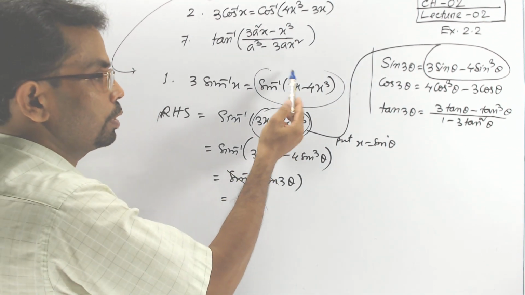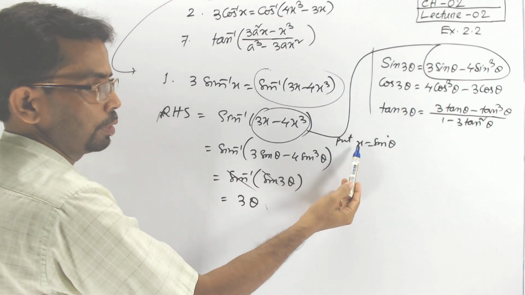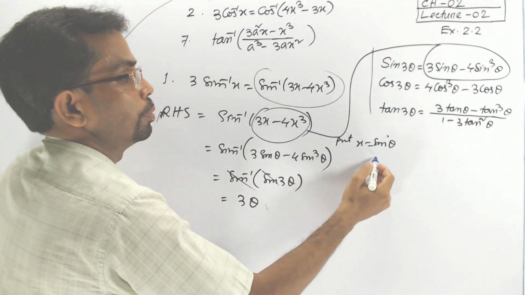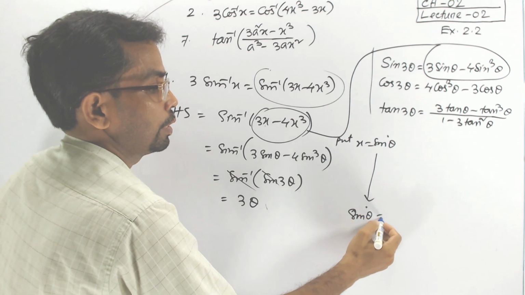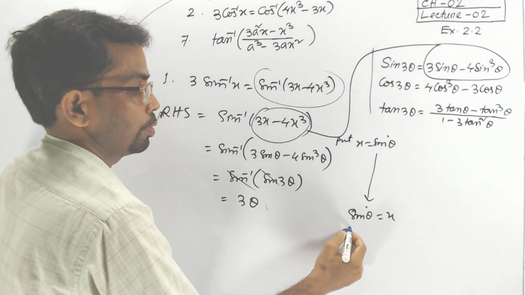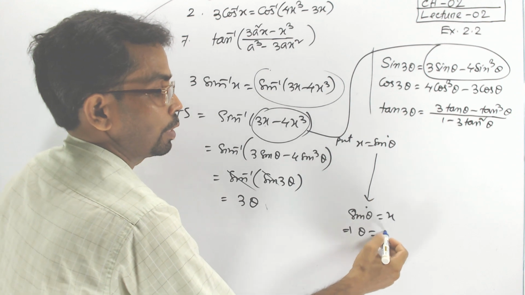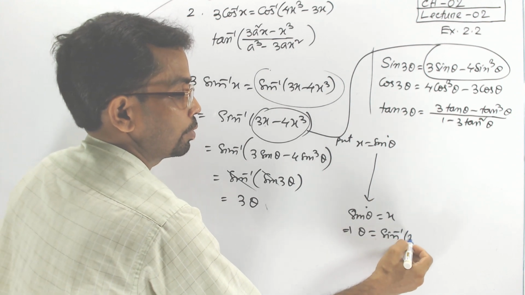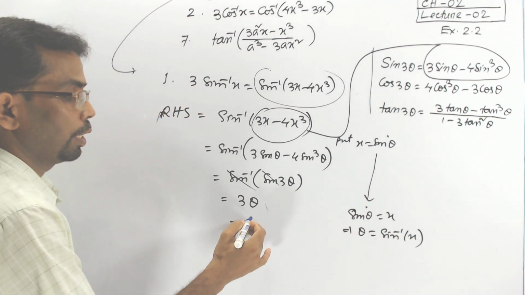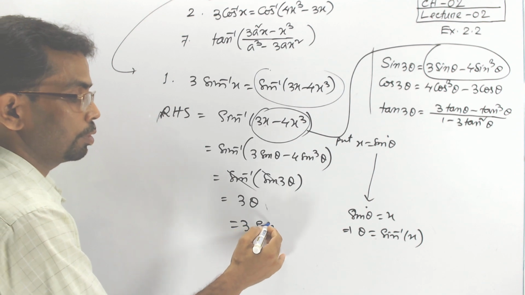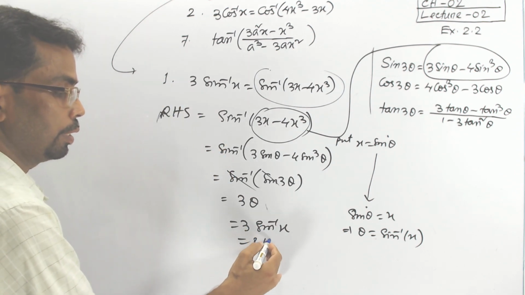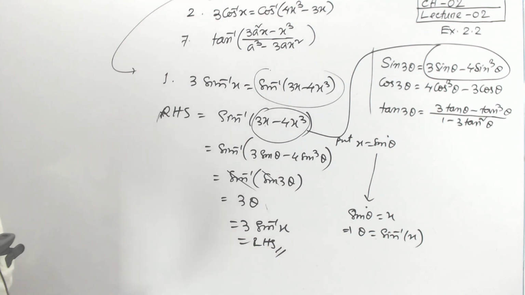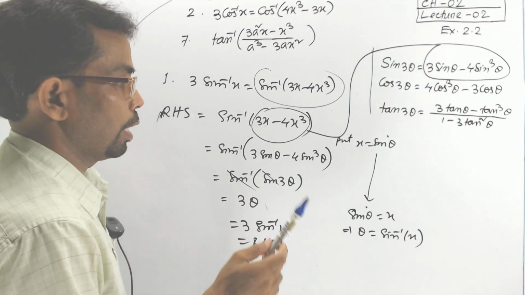Now theta is not there in the question, we have just substituted it, so theta must be removed. We have taken sin theta is x, so theta will be, taking sin to the right side, sin inverse of x. So I can write theta equal to sin inverse of x, which is the LHS and is the complete proof for the question. I'm explaining once again.